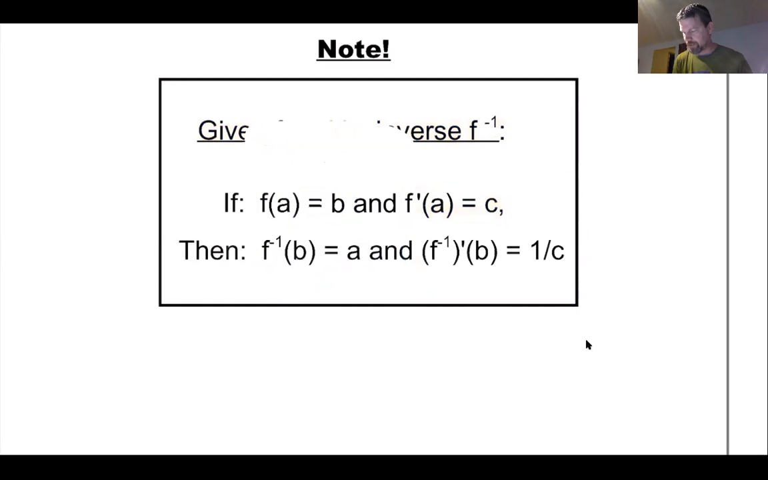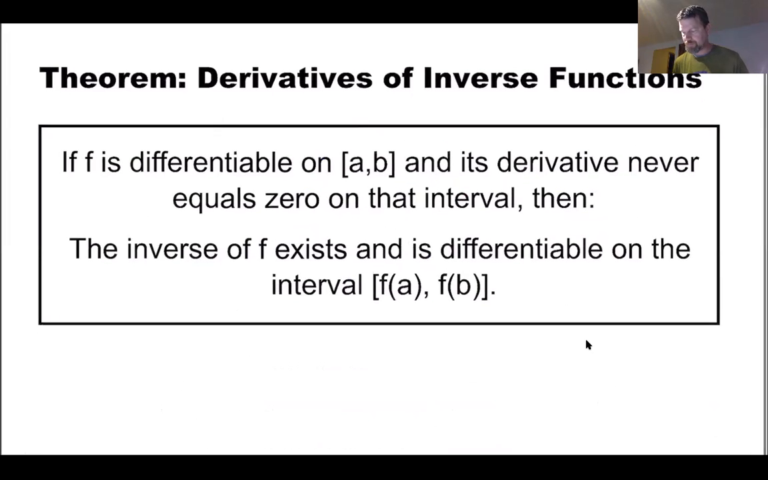All right, let's actually do a couple problems. There is a theorem, it says derivatives of inverse functions. It says if f is differentiable on (a, b) and its derivative never equals 0, then the inverse exists and is differentiable on the interval f(a) to f(b). We can talk a little bit about this. First off, this is just saying f is differentiable, which means you've got some functions you can take the derivative of. And the derivative never equals 0.